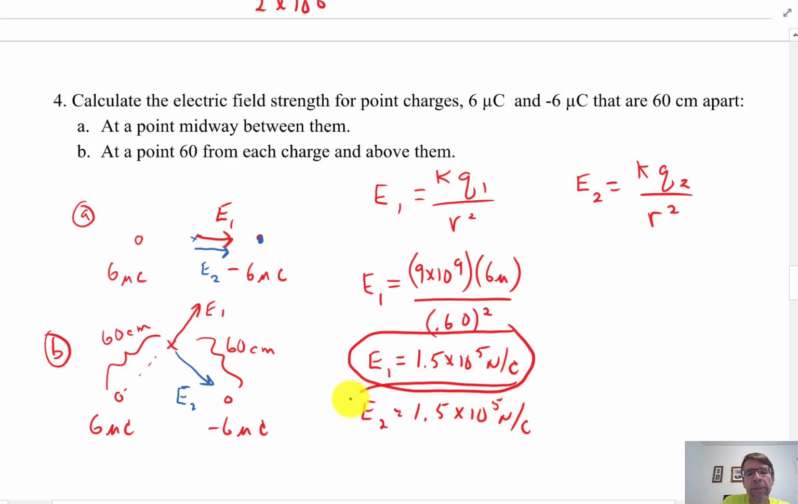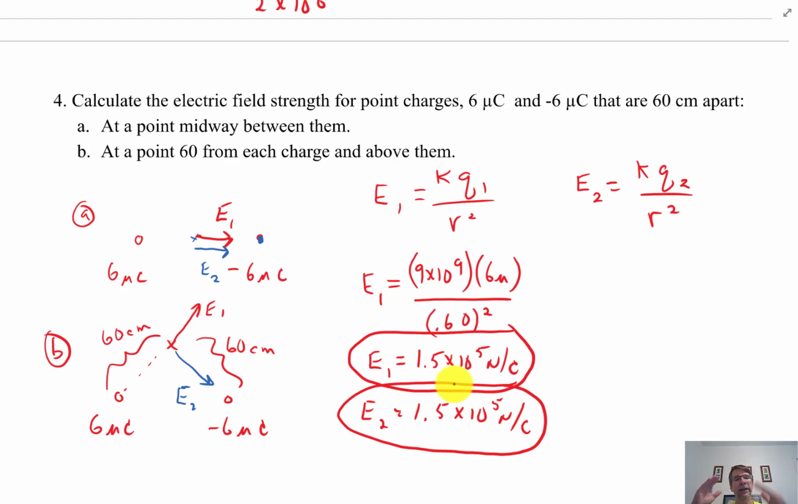They're the same. But I can't just add 1.5 and 1.5 and get 3.0 because they're not lined up. Rats. So how do I add those two vectors? Well, there's a lot of symmetry here. If you look at this, if you remember this from algebra, the two sides here are 60 and 60 and the bottom is 60. This is an equilateral triangle.